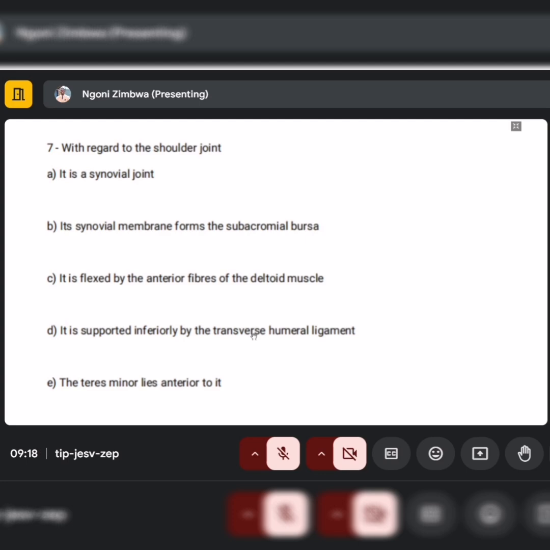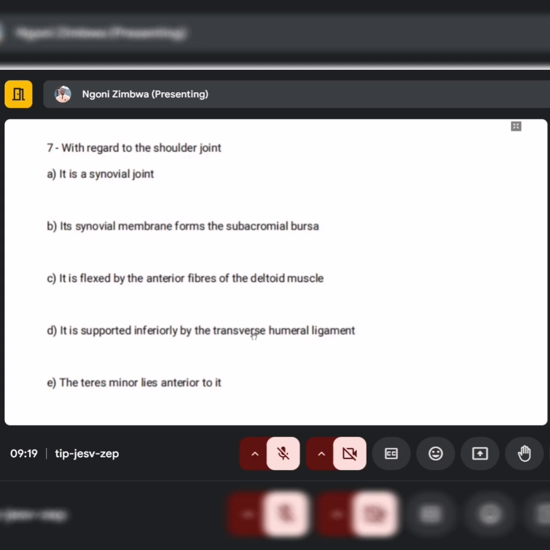You understand? Good. And then you have what you call the subscapular bursa. Remember the subscapularis muscle attaches to the lesser tuberosity of the humerus. Behind the subscapularis muscle, you're going to have the subscapular bursa, and this bursa communicates with the synovial membrane of the shoulder joint. I think I've summarized, right? So the synovial membrane forms the subscapular bursa, not the subacromial bursa. So that becomes false.